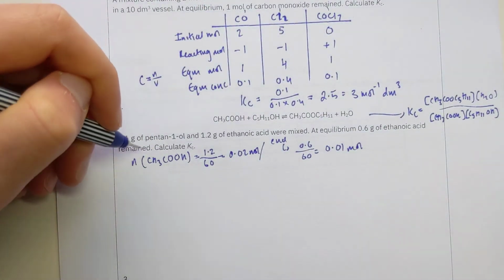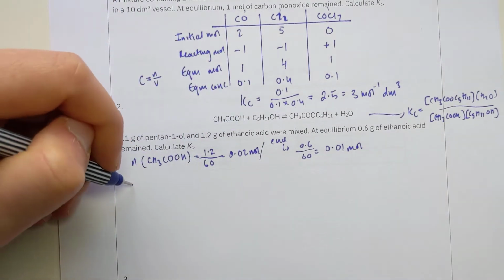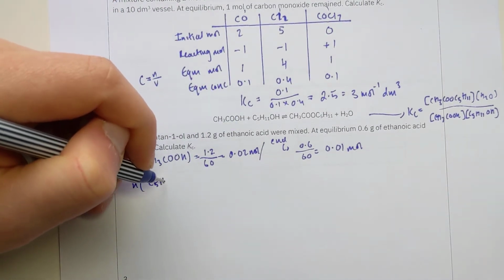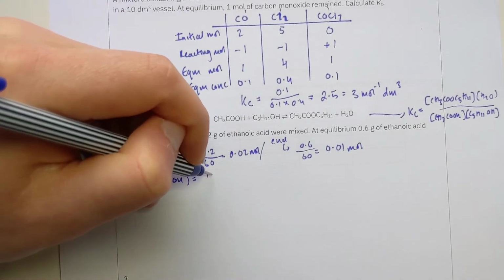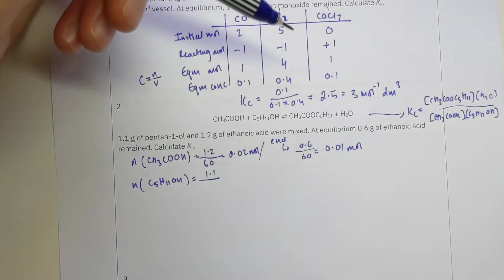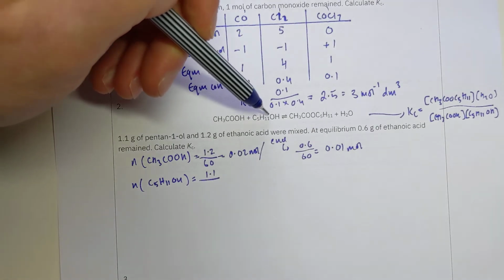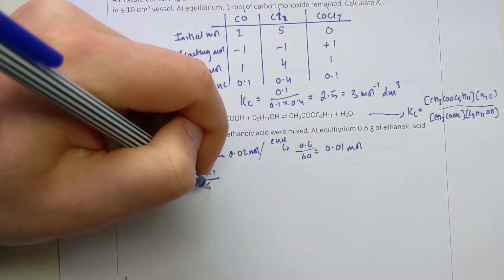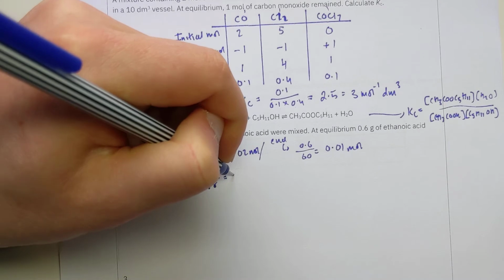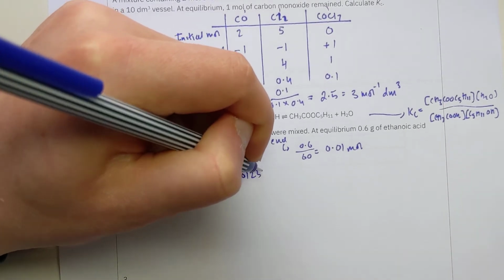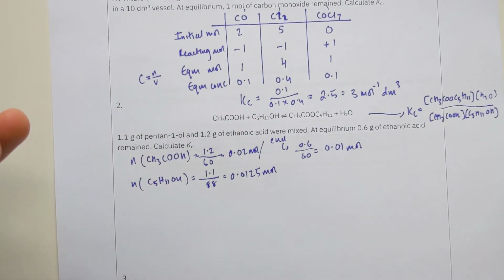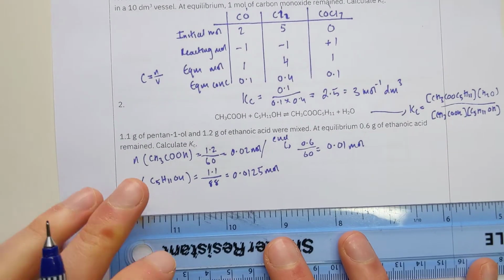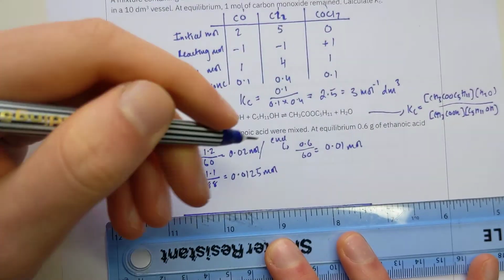For the pentanol, which is C5H11OH, the number of moles of it is 1.1 divided by the RFM, which is 5 12s plus 11 plus 16 plus 1, which is 88. 1.1 divided by 88 is 0.0125 moles. So after a wee bit of annoying working out, I've now got enough to work out my table. So I'm going to construct that as normal.